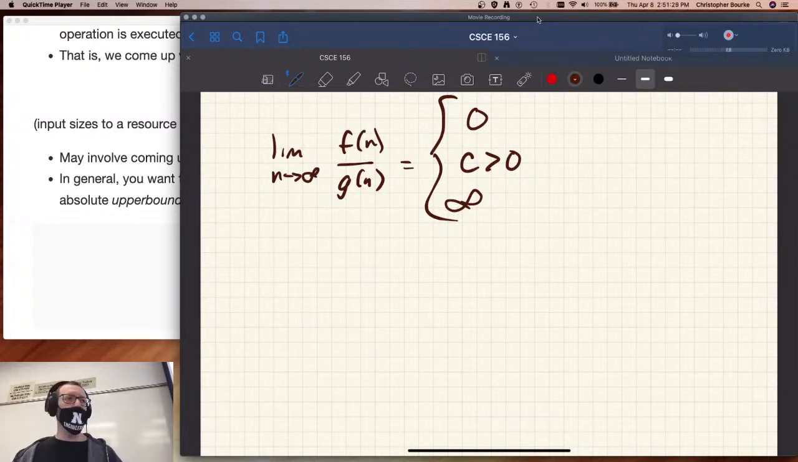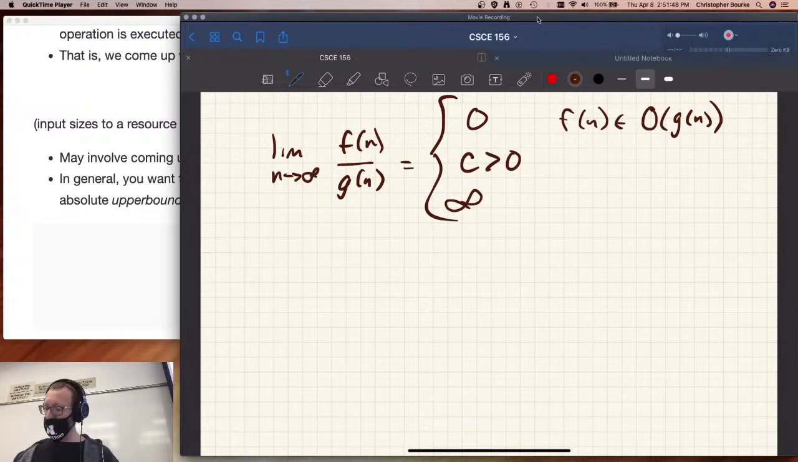If it goes to 0, what is that saying about the growth rate of the ratio of these two functions? The one on the bottom is growing way faster than the one on the top, and so we say that f of n is big O of g of n. G of n is the faster growing function. If it converges to a non-zero constant, that means their growth rate is the same, and we write f of n equals theta g of n.